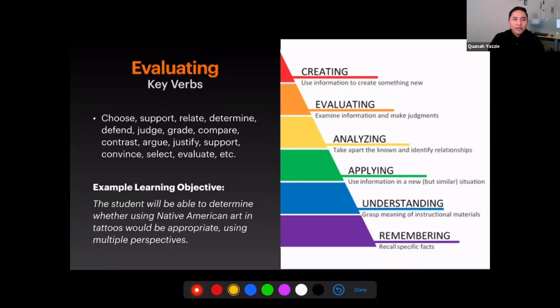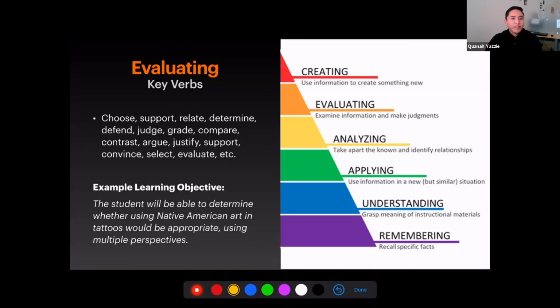And then for the next one, evaluating. Here, again, we're examining information and making judgments. So choose, support, relate, determine, defend, argue, convince, select, evaluate. Here we're taking other people into consideration. What do you think other people will say about your paper? You're taking their perspective into consideration. Now you have to involve them in your paper so that, if you were to defend it, you would be ready to take on any questions that people may have. So you're looking at another perspective, basically.